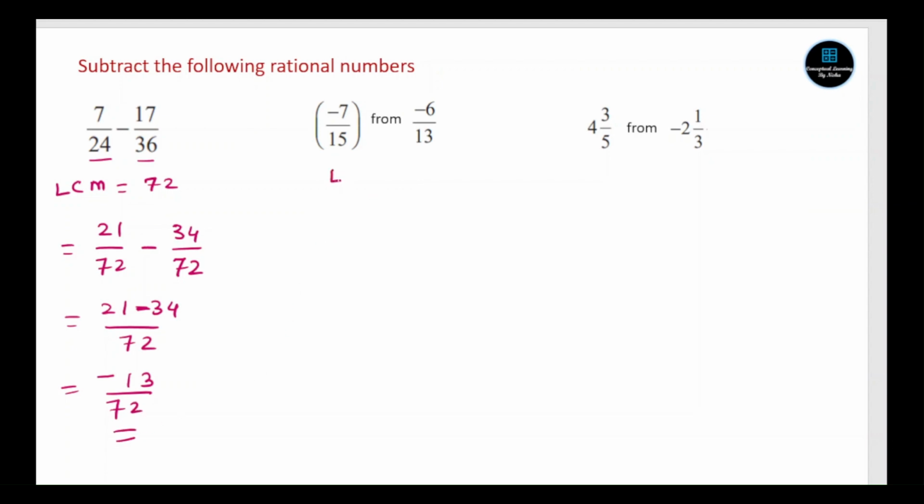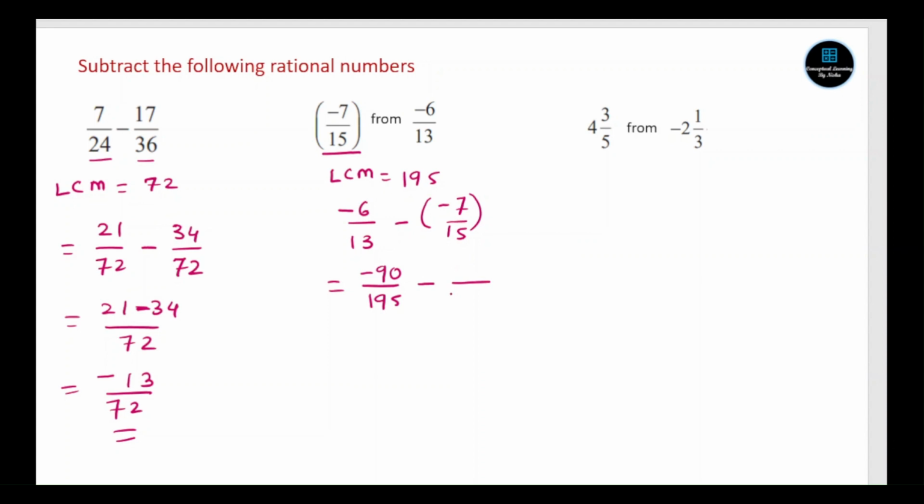Now here LCM is 15 times 13, which is 195. So what do we see? Now which do we have to subtract? We have to subtract this from this. So we have to write negative 66 upon 13 first, minus, we are subtracting negative 7 upon 15. Alright. So I'll convert them with the same LCM. So what do we get? Multiply them by 15 here. So 195. 15 6s are 90.